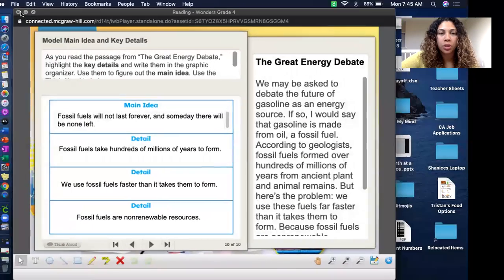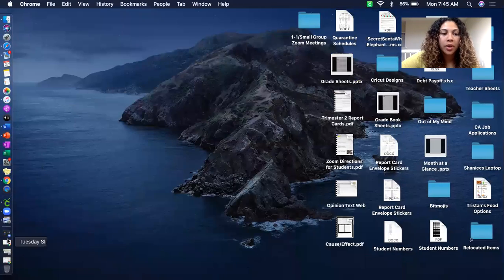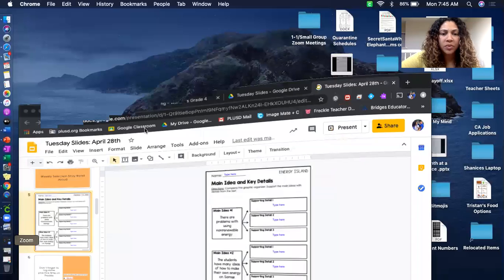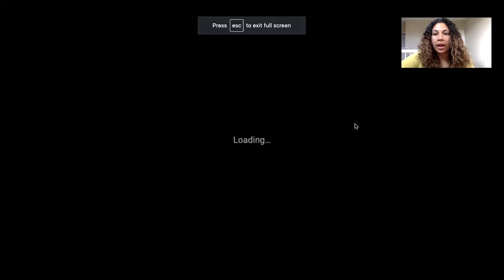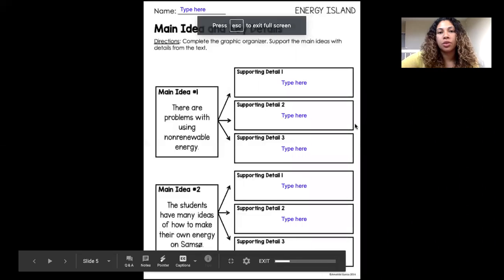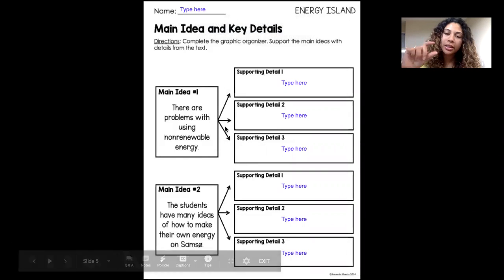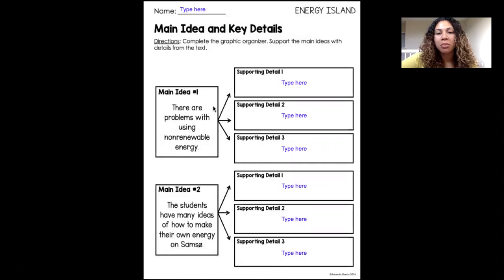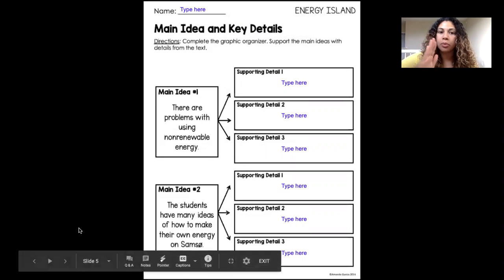Today, you guys are going to use your selection reading. I'm going to show you really quickly what you are going to be doing. And you have two main ideas given to you already, okay? So like I said, the graphic organizer looks a little bit different, but it's the same concept: main idea, here are your details. You're given two different main ideas on the same story, and I want you to find three details for each main idea that line up with that.